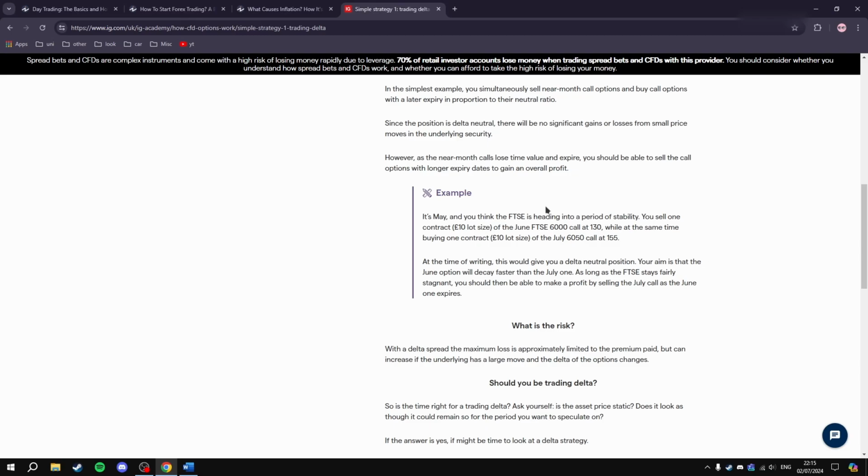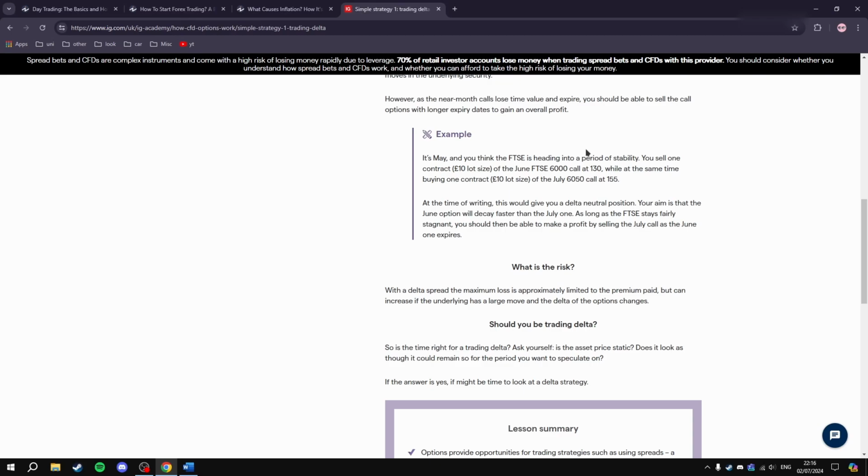I still don't get what it's trying to say, to be honest. So you sell a call option, so you're bearish about the prospects of it, hoping it's either going to stay the same or fall. Decay faster than the July one. So as it gets closer to the expiry date, it decays faster, right? But wouldn't it decay faster anyway because the date for the June one is closer than the July one? So by selling the July call, I don't really understand this, to be honest. If it's going to stay stagnant, how is buying the call option going to make you a profit by selling the July call? How would you make a profit by selling the call option?